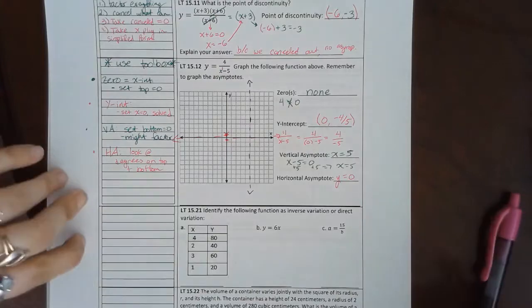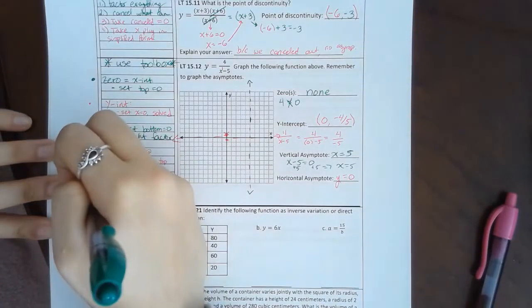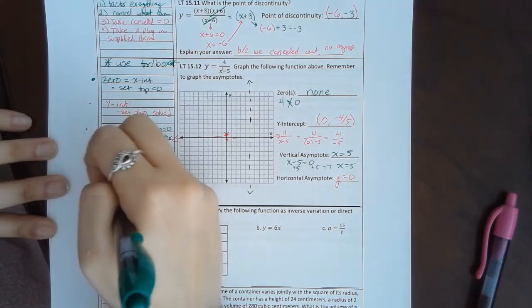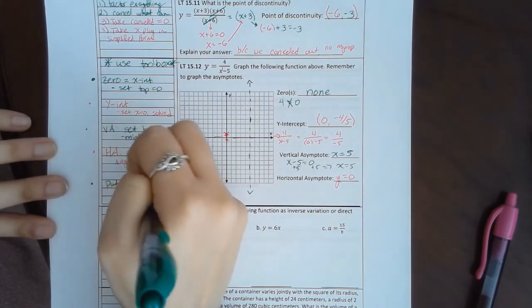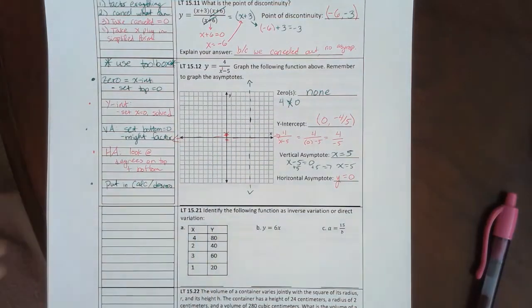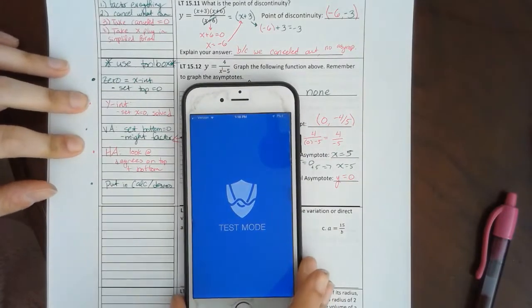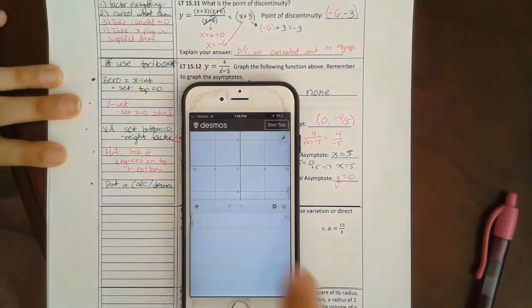Last, you have to figure out where your picture is going to be. So that is put in Calc or Desmos, and then just copy your general shape. I'm going to use Desmos, if I can pull it up.